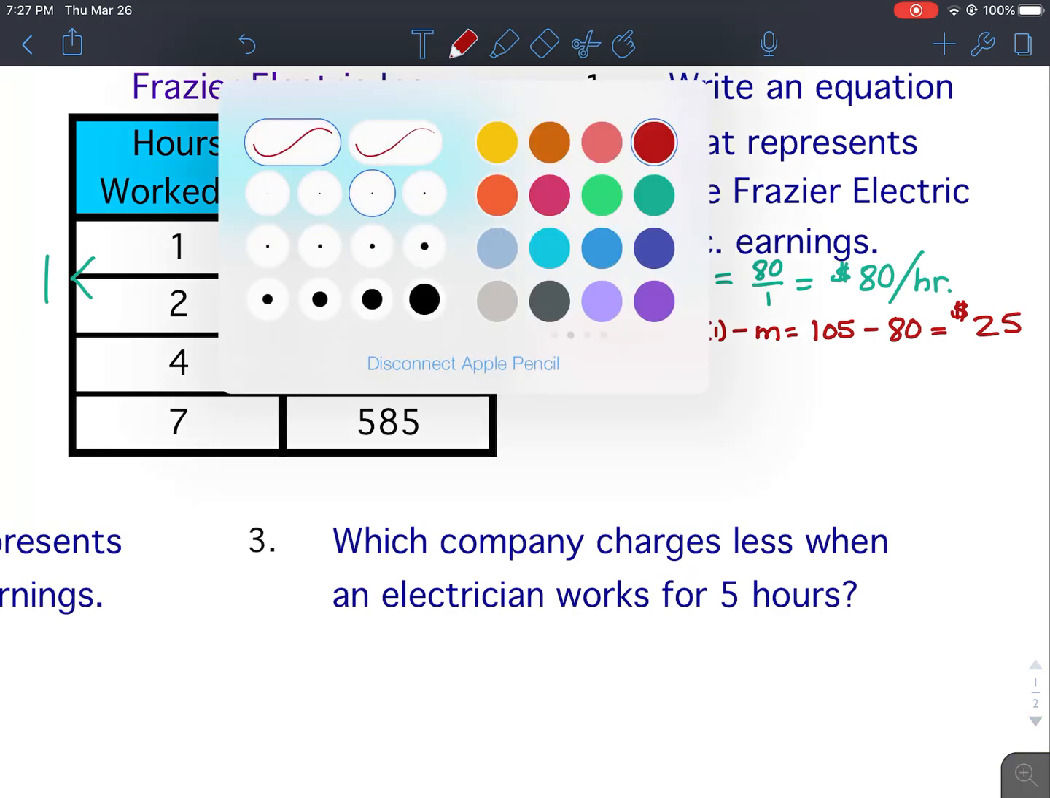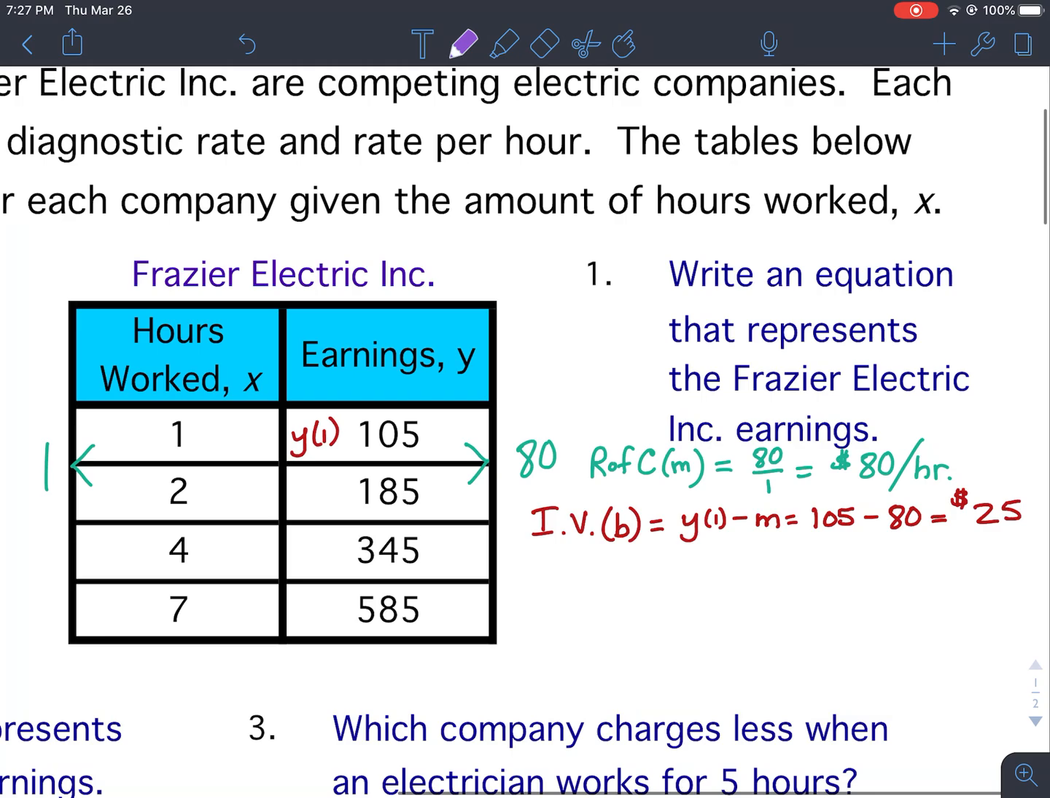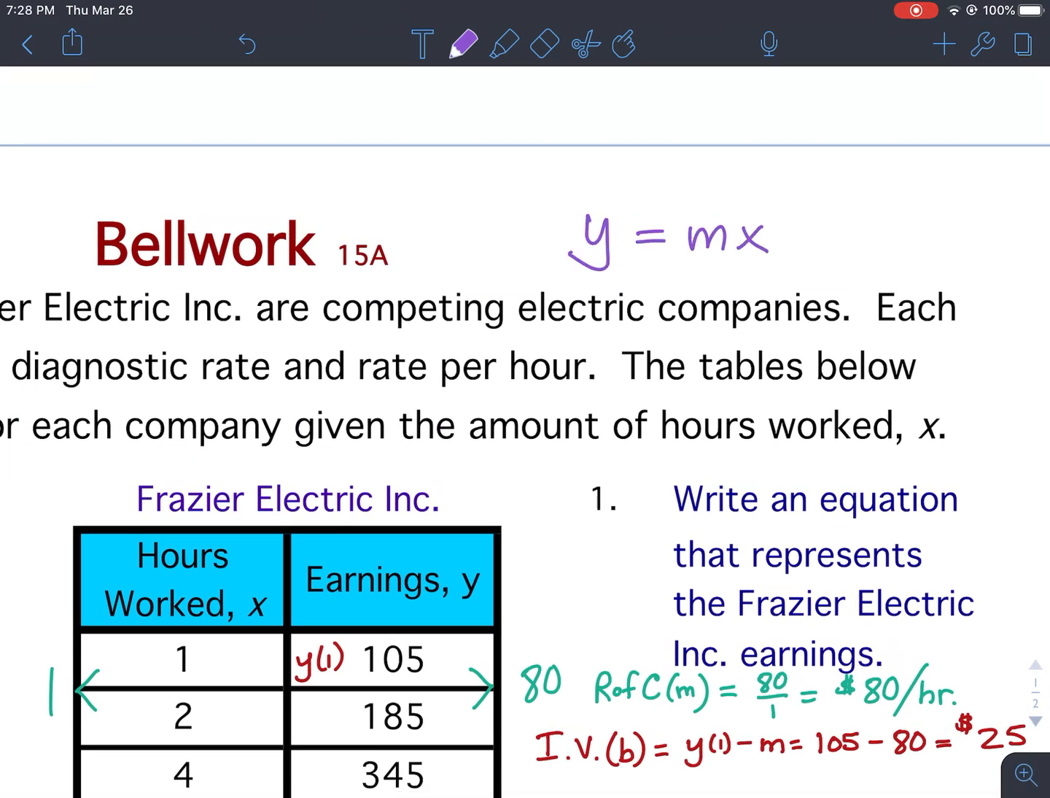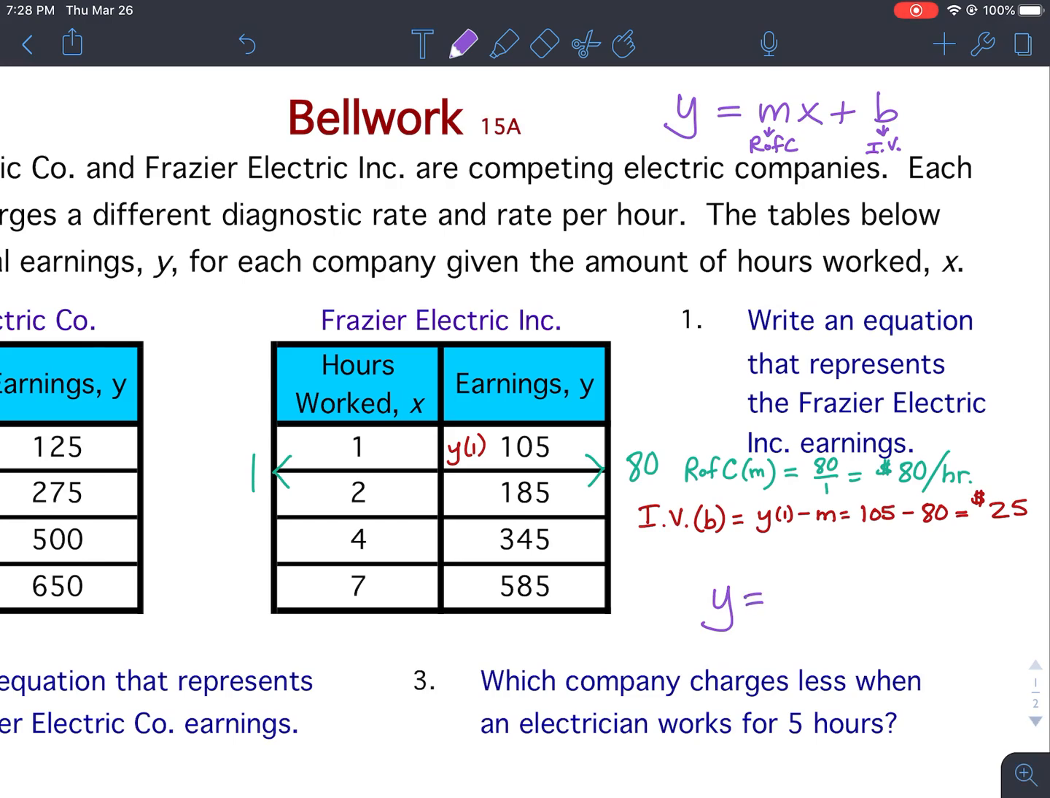So now we're going to use the information we just found, and we're going to write an equation. Remember, it's rate of change, which your slope goes in front of x. Your initial value, which is the y-intercept, goes behind x. M is in front of x, b is behind x. How about we go to the top here and put y equals mx plus b. So this is our rate of change, and this is our initial value. Our rate of change will go in front of x, the initial value will go behind x. So our rate of change is 80. That goes in front of x. And our initial value is 25. So I put plus 25. It goes behind x. So our equation that represents the Fraser Electric Incorporated earnings is y equals 80x plus 25. If you have any questions on number 1, let me know.